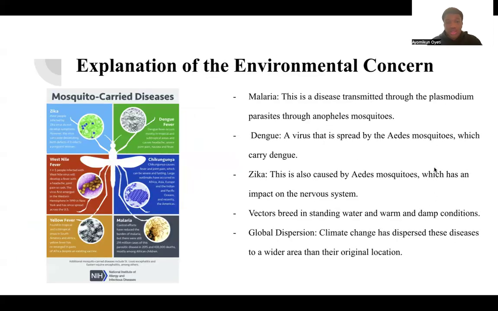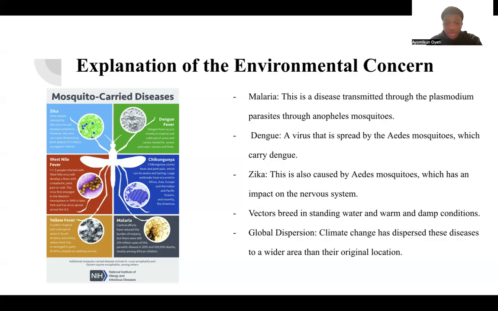To explain the environmental concerns, malaria, dengue, and Zika are the most notable diseases that are transmitted through mosquitoes. Malaria is a disease transmitted by Plasmodium parasites through Anopheles mosquitoes. Dengue is a virus that is spread by Aedes mosquitoes, and Zika is also caused by Aedes mosquitoes as well, which has an impact on the nervous system.